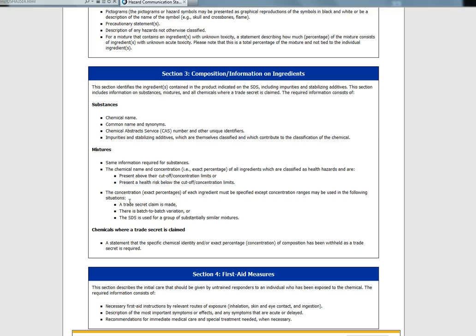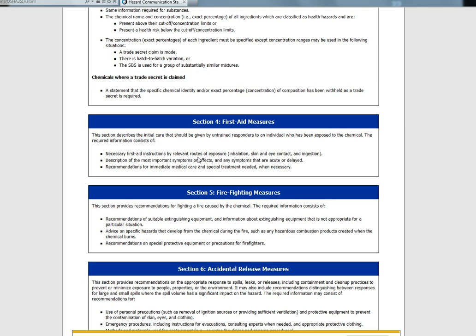The only exception to this is if you have a trade secret. In that case, they do not have to give you exact percentages, but they typically will at least identify those chemicals, and for sure they will identify the hazards. But a statement that the specific chemical identity or exact percentage concentration of composition has been withheld as a trade secret is required within the MSDS.